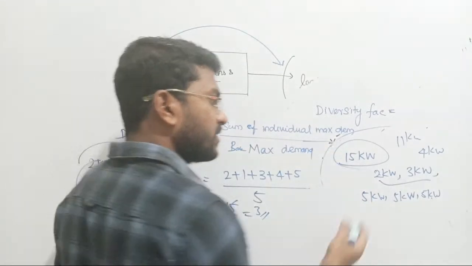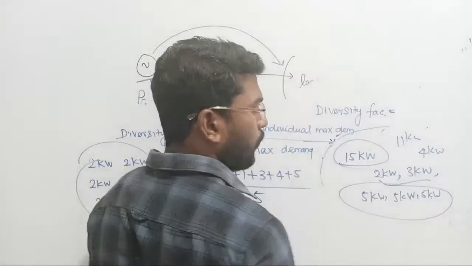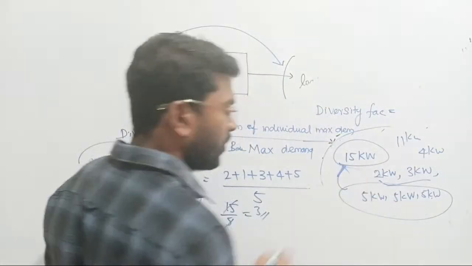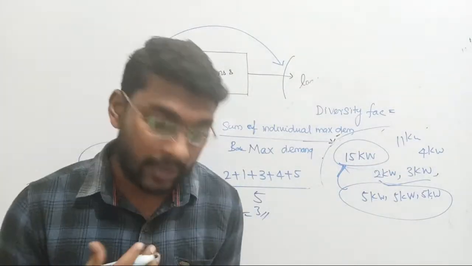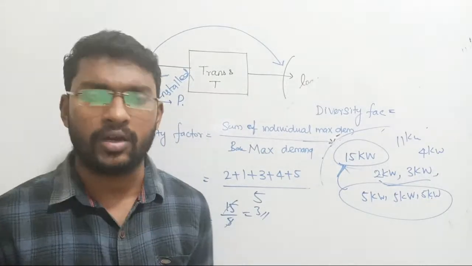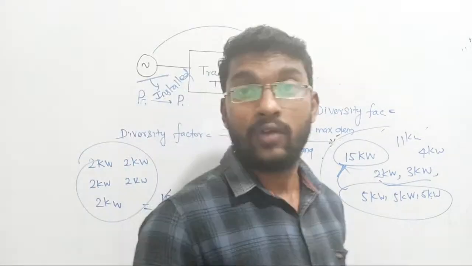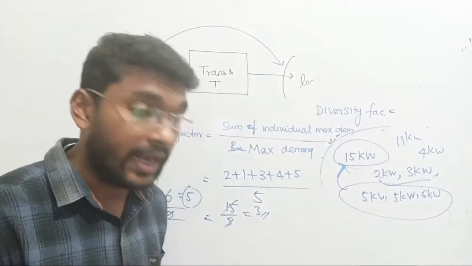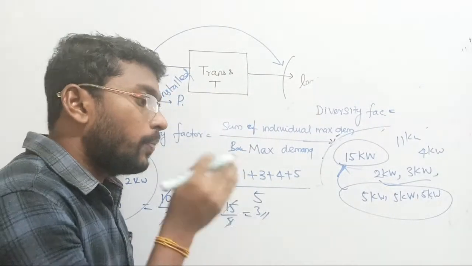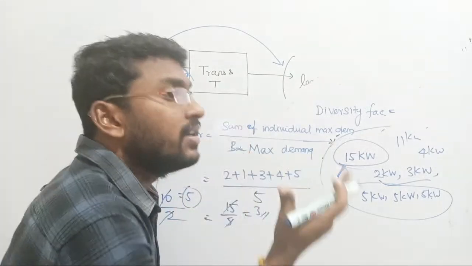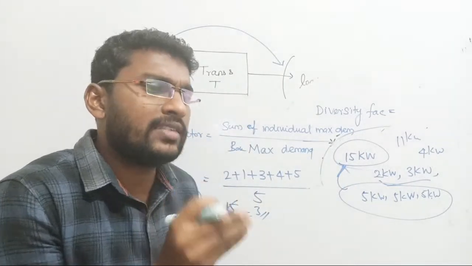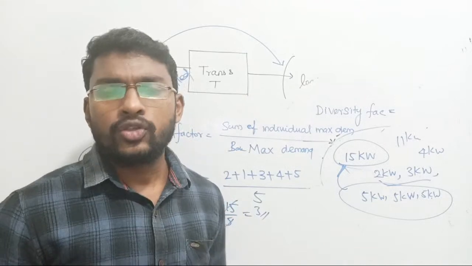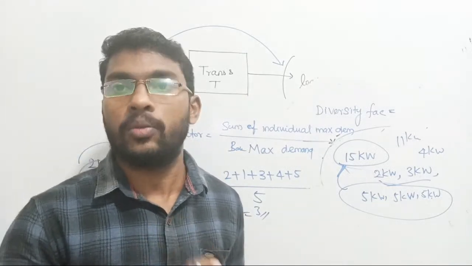Whereas in the second case, if all the people are consuming 5 kilowatt, 5 kilowatt, 5 kilowatt, almost it is reaching the maximum demand of the alternator, right? So what is the conclusion here? What we are trying to understand from here is the beauty. The diversity factor indicates that if the power on the load side is uniformly distributed, we are utilizing the alternator effectively. So with the diversity factor, what happens is the cost becomes minimum cost, right?